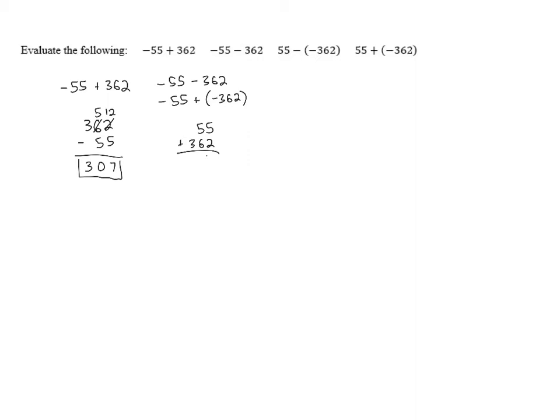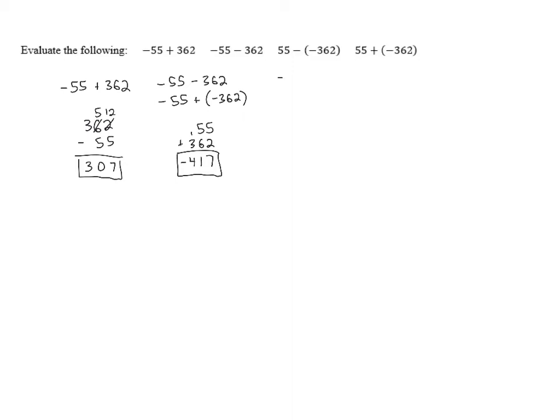5 plus 2 is 7, 5 plus 6 is 11, carry the 1, 1 plus 3 is 4, so we have 417. Now we have to determine if this will be positive or negative. The larger number was negative, so that means our answer will be negative, and we have negative 417.